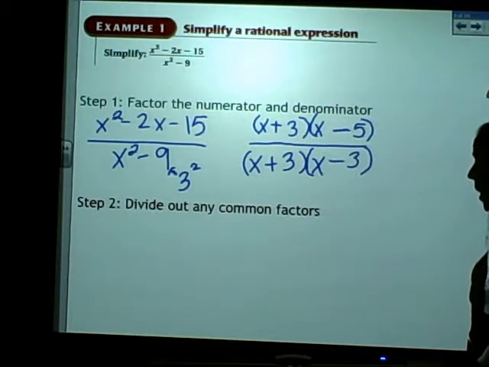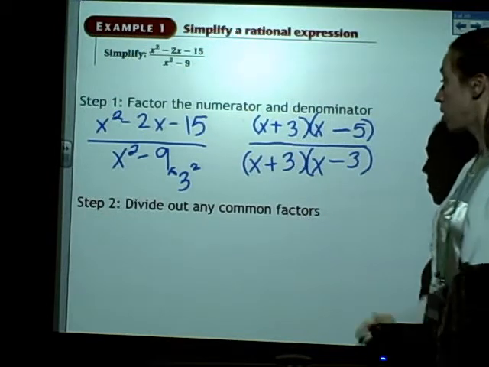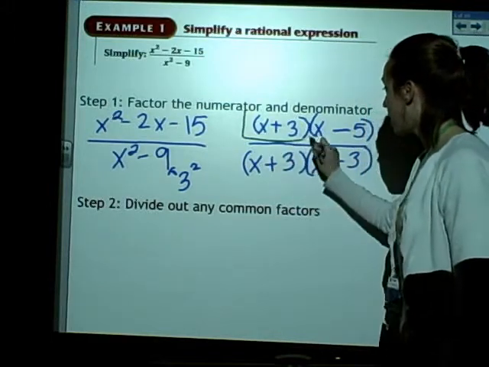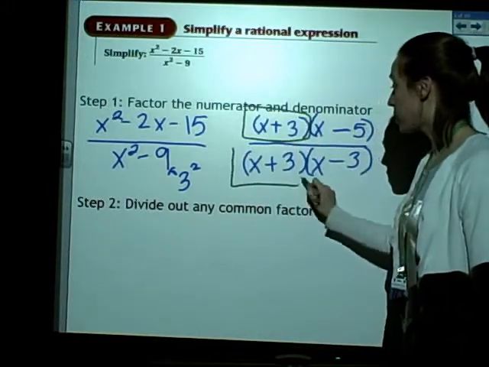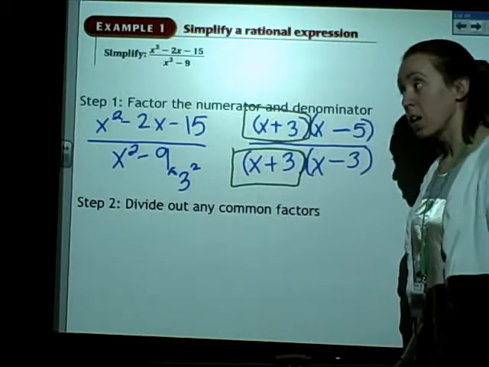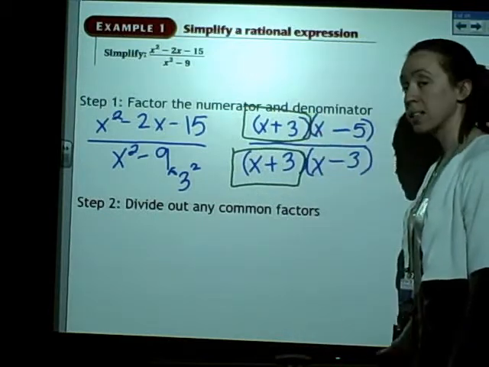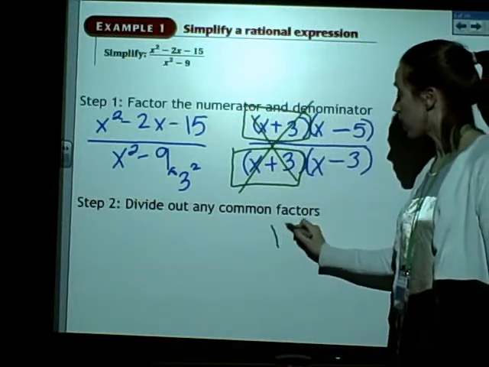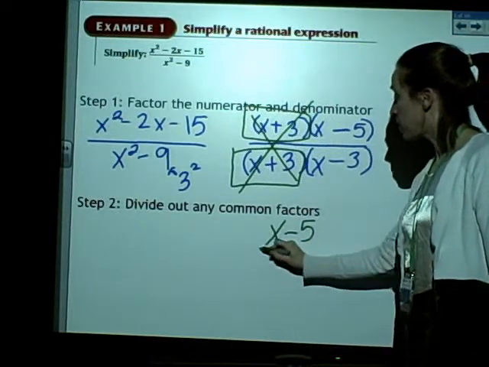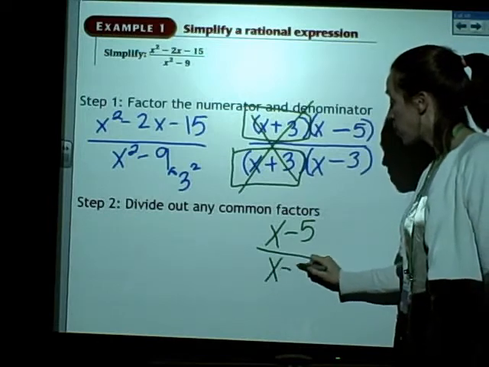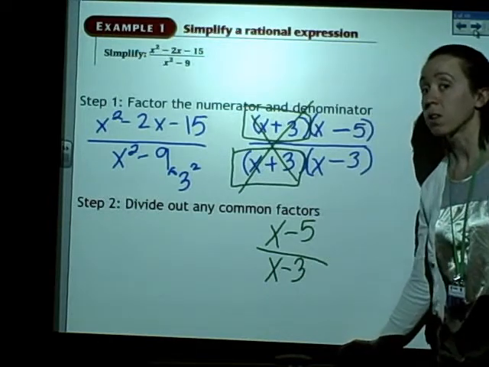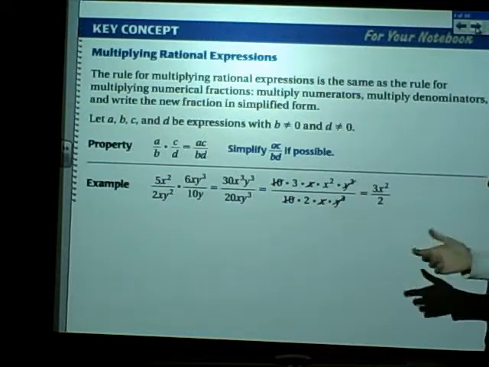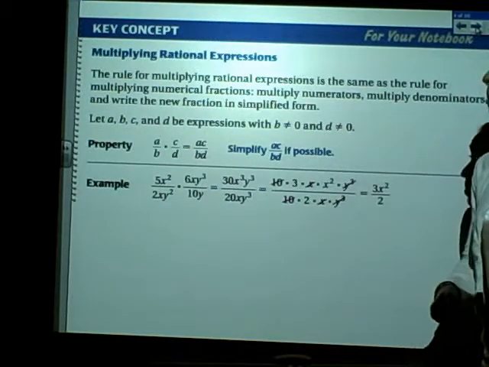Now I'm going to divide out any common factors. Oh, look at that. X plus 3 and x plus 3 are the same. Whenever you divide the same things in math, they cancel out. So my answer here is x minus 5 divided by x minus 3. Let's do another one. Okay, actually, instead of doing another one, you can try some on your own.